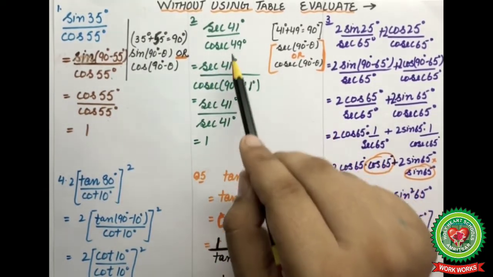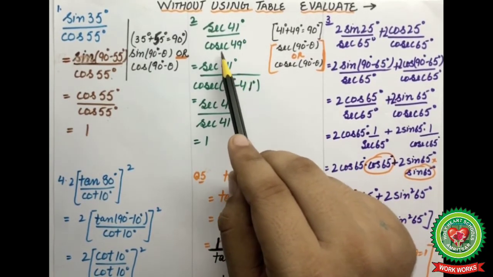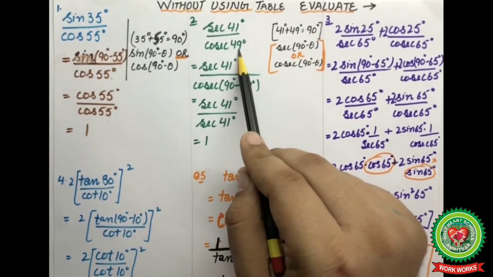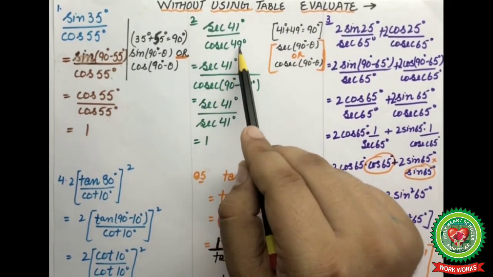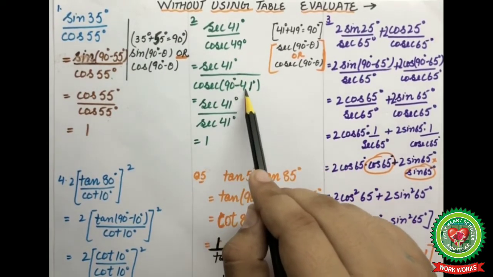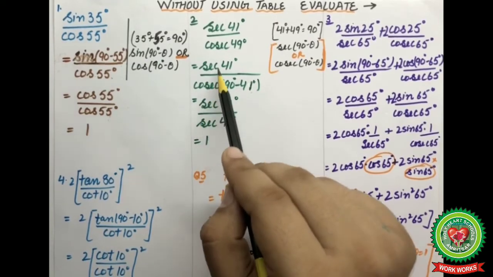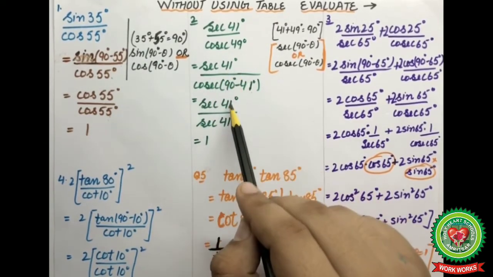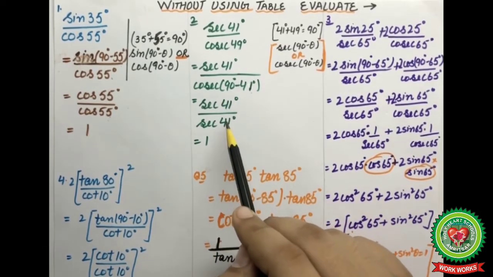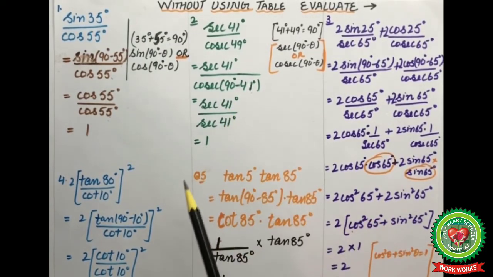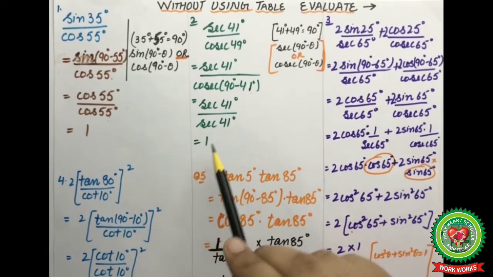So secant 41 degree will remain as it is. So we are going to write down the complement of cosecant 49 degree, which will be equal to cosecant as it is. So the complement of 49 degree is 90 minus 41 degree. So we get the answer as secant 41 degree upon secant 41 degree. Now secant 41 and secant 41 will get cancelled out. So we'll get the answer as 1.